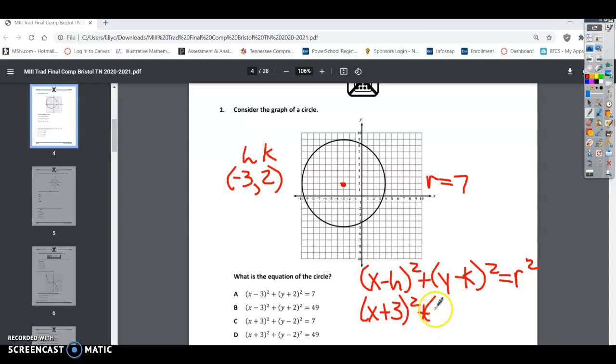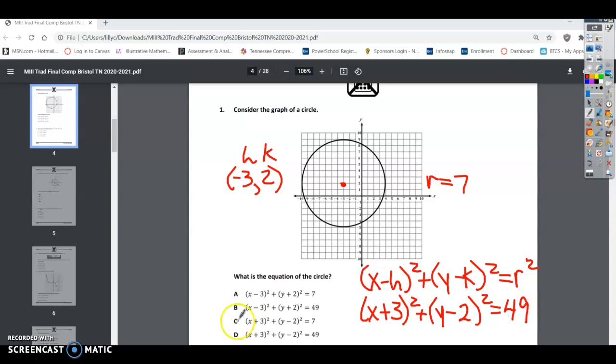And then y minus k would be y minus 2, squared. And then r is 7. Our radius is 7, so we need to do r squared. So radius squared is 49.